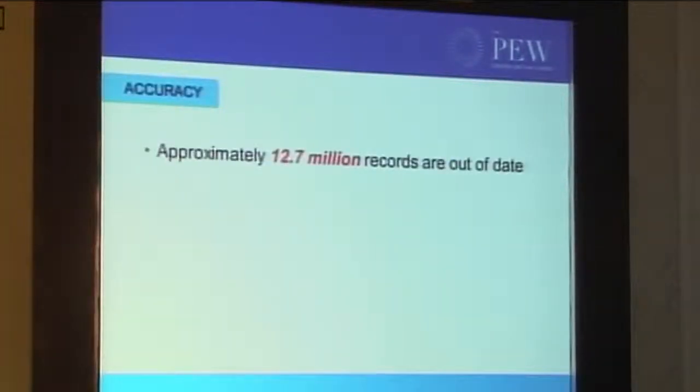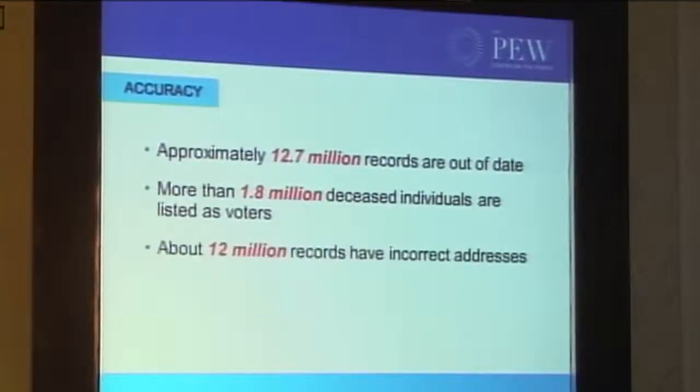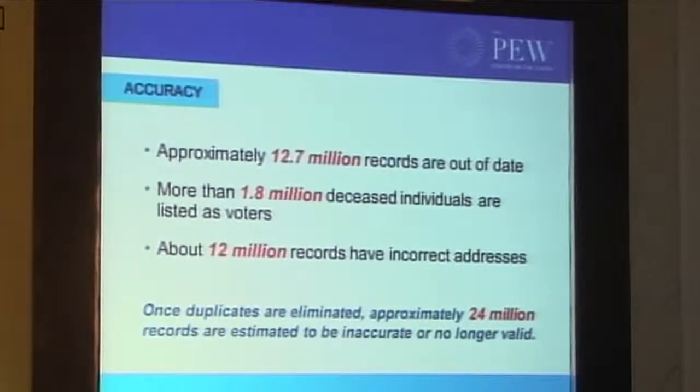About 12.7 million records are out of date. About 1.8 million deceased individuals are on the list. About 12 million records have inaccurate addresses. And all told, once you get rid of the duplicates, that's where you get to the 24 million number.